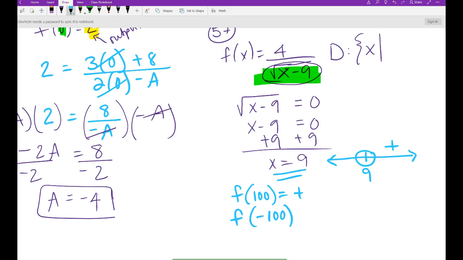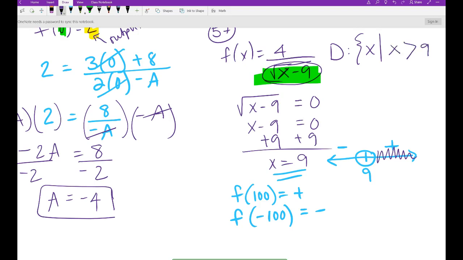It's negative, right? So if you look at this, which way can you go? To the right, to the right, to the right. Okay. So what's the domain? All real numbers? All real numbers excluding 9? Or how do we write this? Dalia?